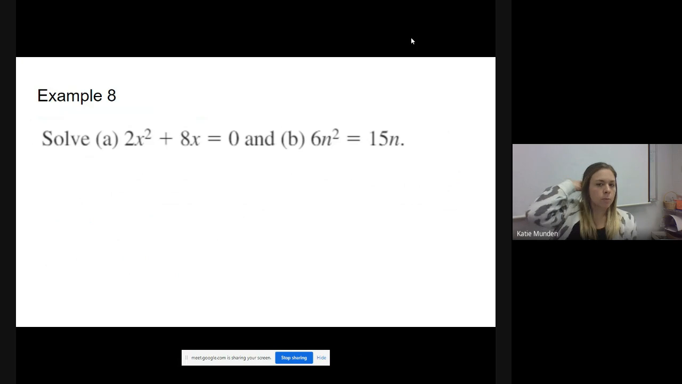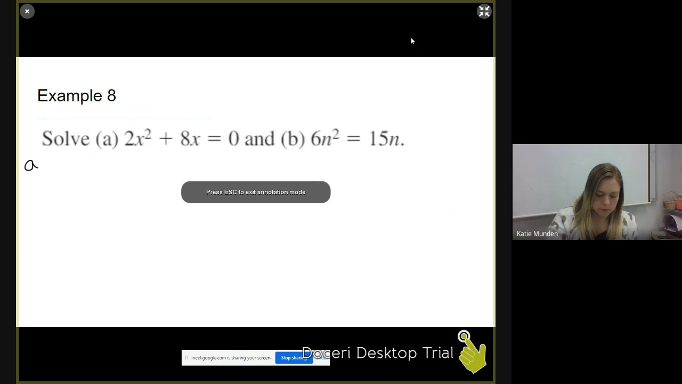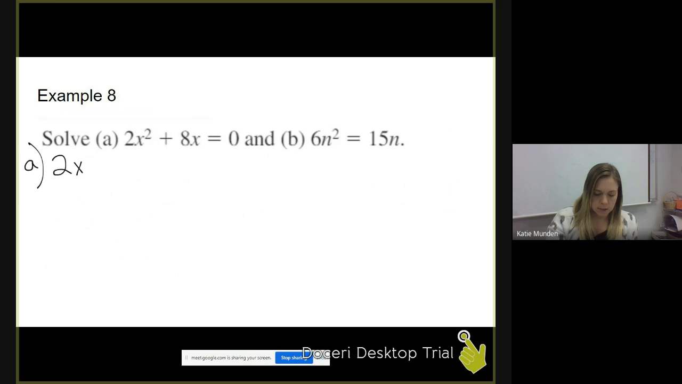Now we're going to put it all together. There are two parts. Let's do the A part first. This is 2x squared plus 8x equals 0. The only part that's different from the last problem is that it has an equal 0, and the directions now say solve. So we're first going to factor out the GCF. Then we're going to treat it like a problem from yesterday.